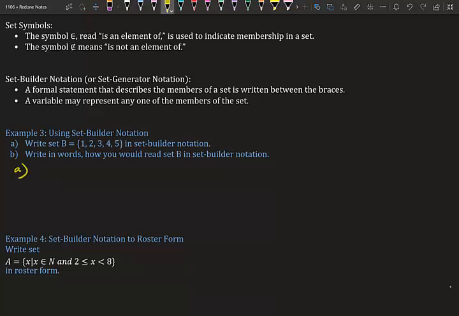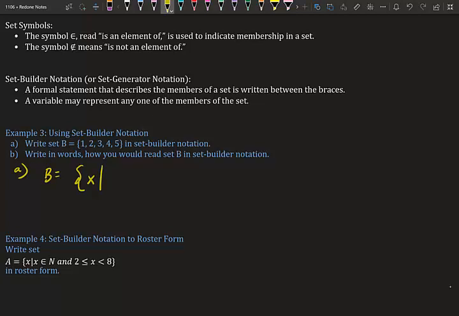So anytime we do set builder notation, we start off with what set are we talking about? Well, we're talking about set B. We're going to put our little squigglies, also known as our braces. And this is how we're going to start it off. We're going to pick a variable. 99% of the time in math, if there's no specific variable to pick, we pick x. So we say x such that. It's actually that little line that means such that. So we have x such that.